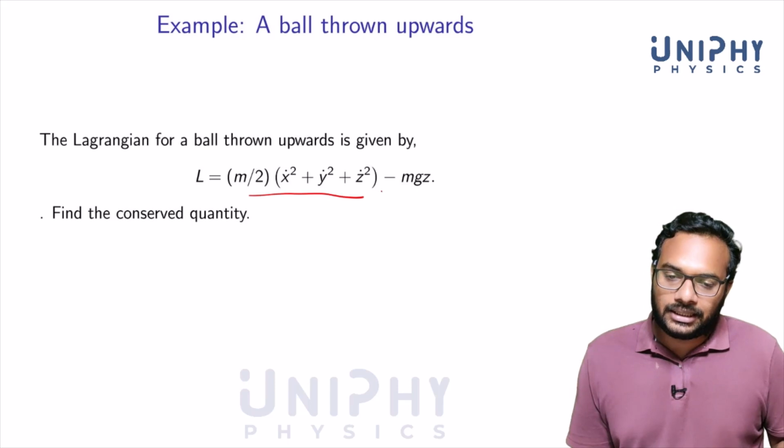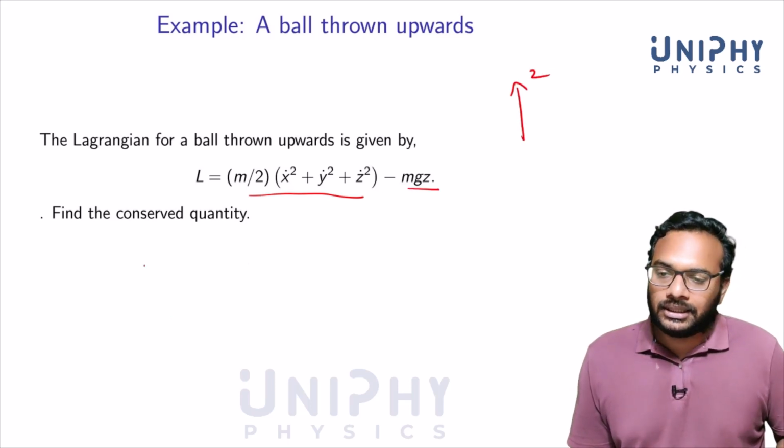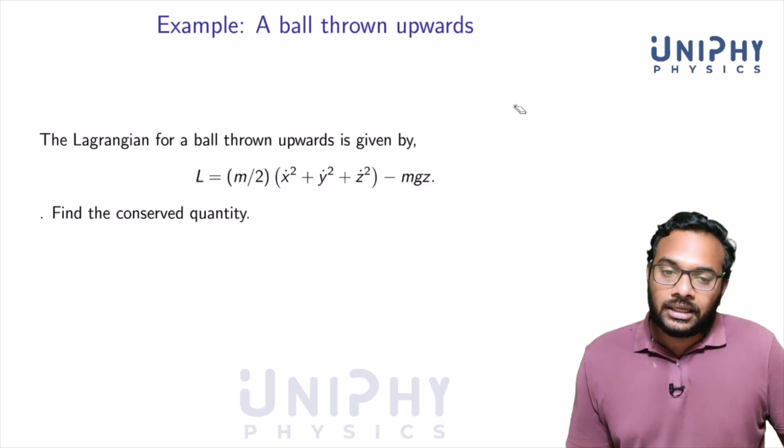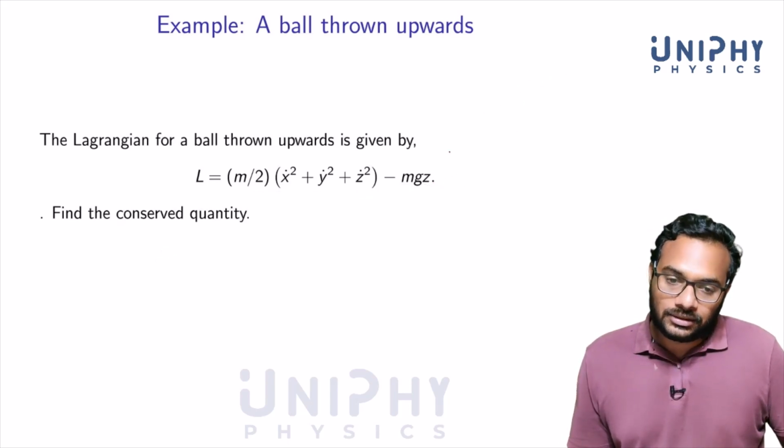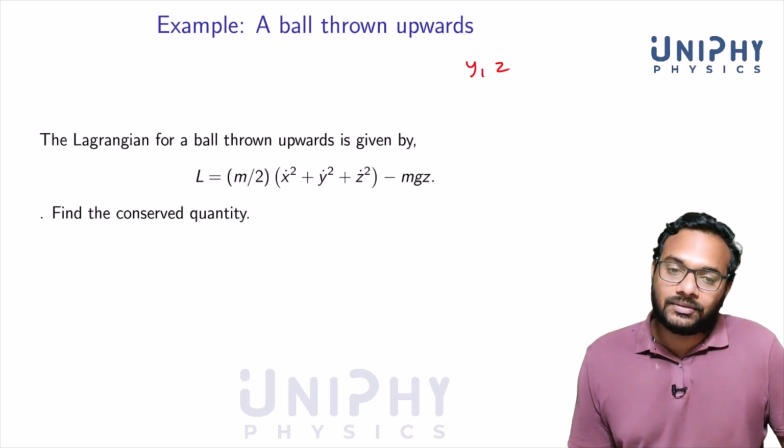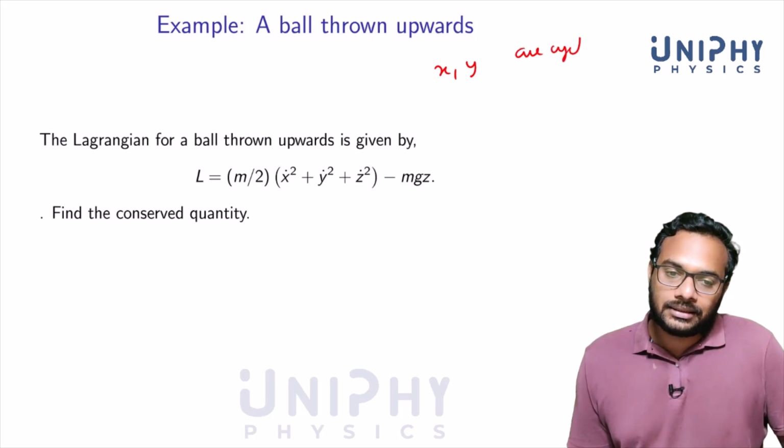This is the kinetic energy and that's the potential energy. We take the height along the z direction. Find the conserved quantity. Now we already know that here there are two conserved quantities. Why? Because you see that x and y are cyclic coordinates.